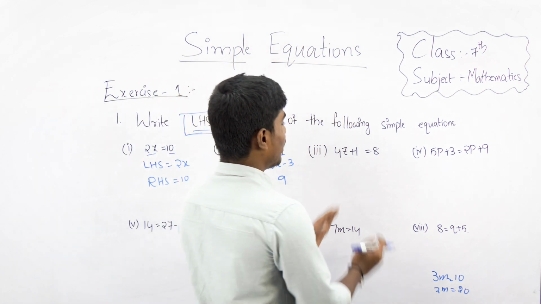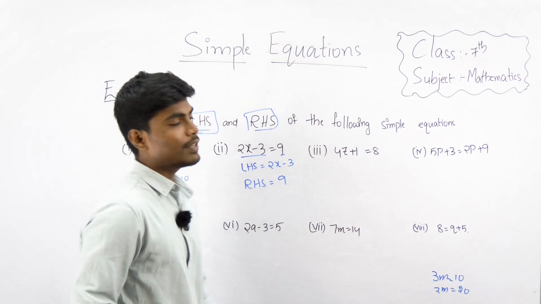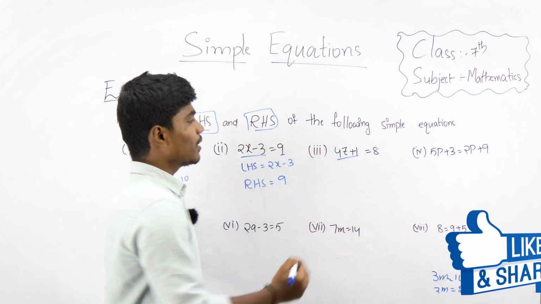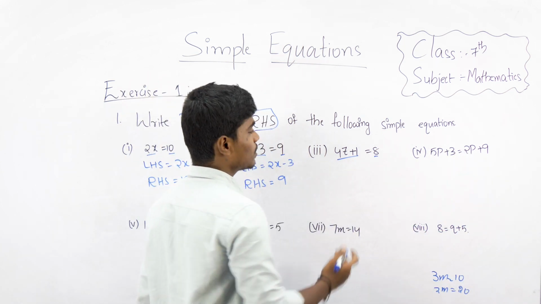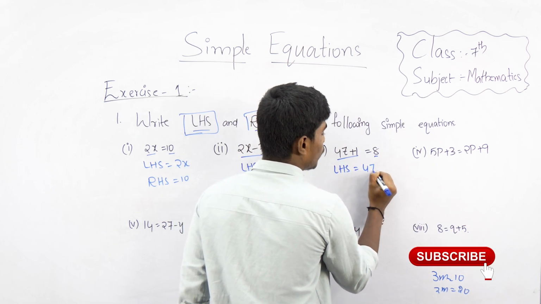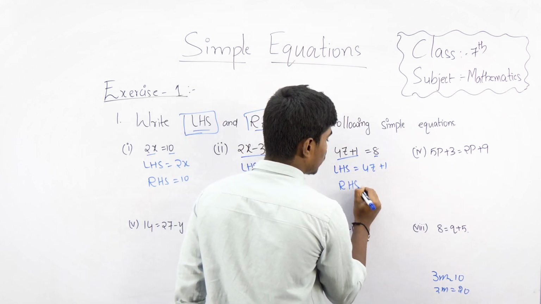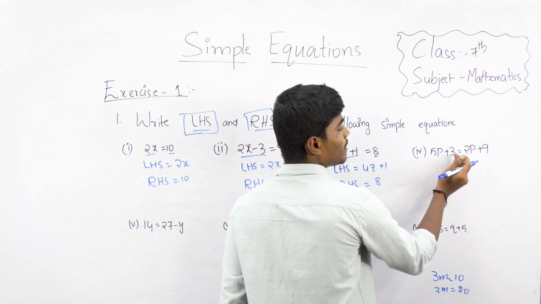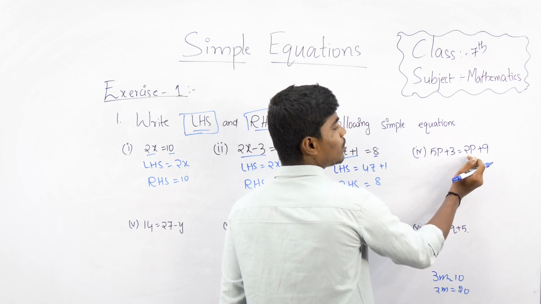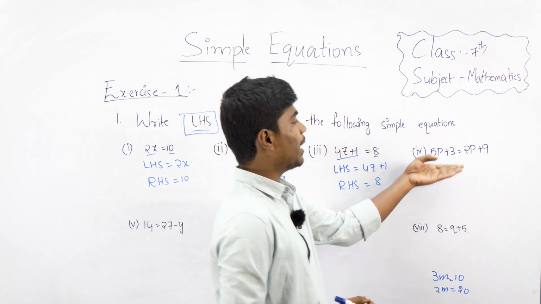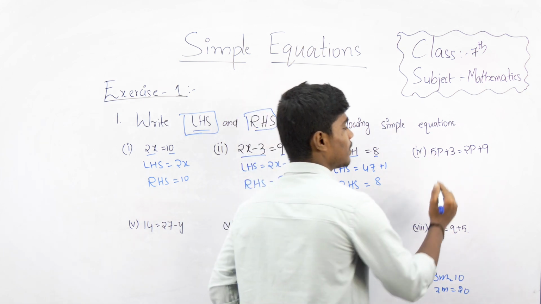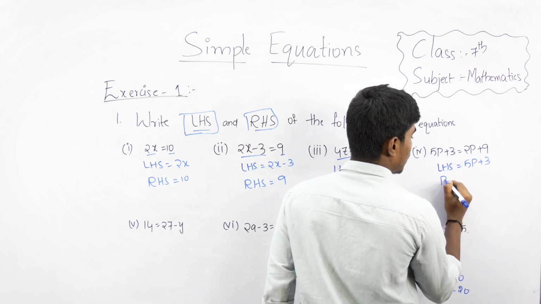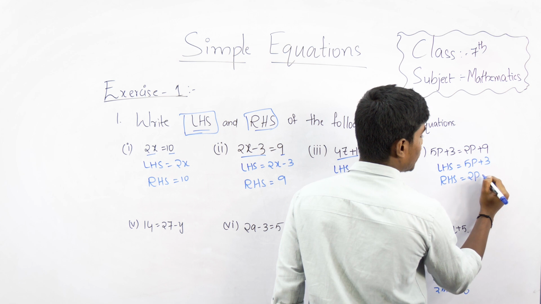RHS = 9. Okay, here we have 4z plus 1 = 8. Which is on the left hand side? 4z plus 1 is the left hand side and 8 is on the right hand side. So LHS = 4z plus 1, RHS = 8. Now the fourth one, here we have 5p plus 3 = 2p plus 9. Here 5p plus 3 is on the left hand side. So LHS = 5p plus 3, RHS = 2p plus 9.